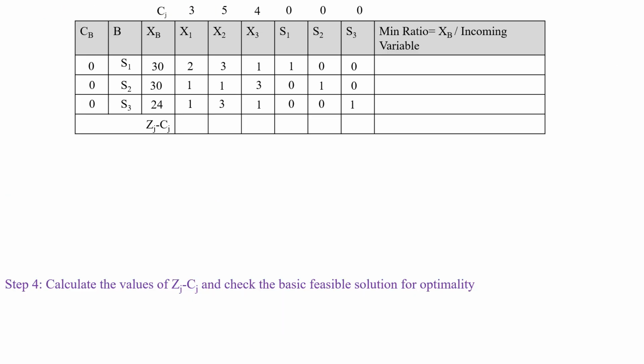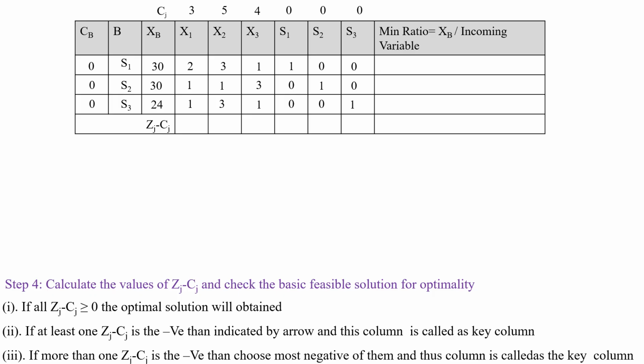This is the initial simplex table. Next step is to calculate the values of Zj minus Cj and check the basic feasible solution for optimality. The conditions for Zj minus Cj are: if all Zj minus Cj are greater than or equal to 0, then the optimal solution is obtained.